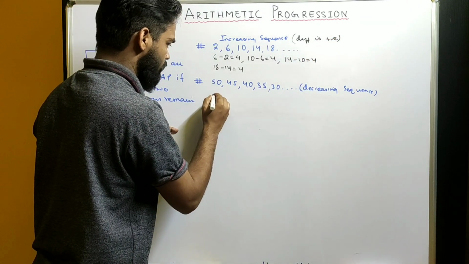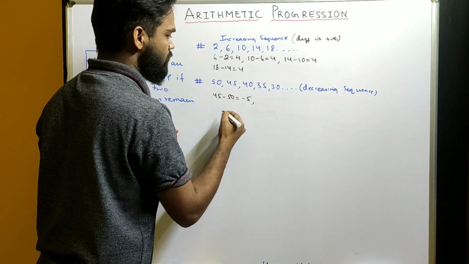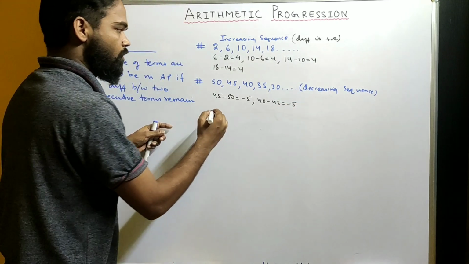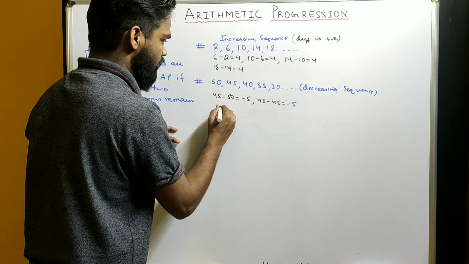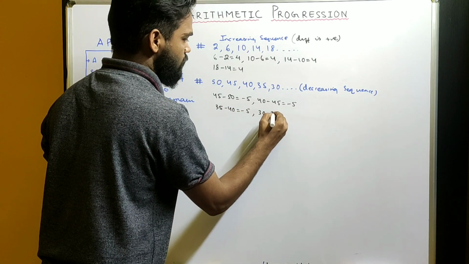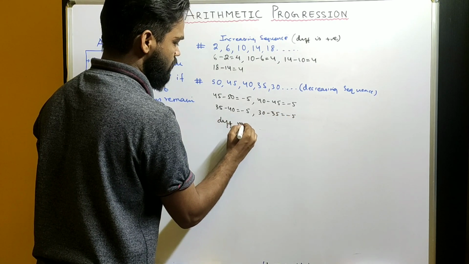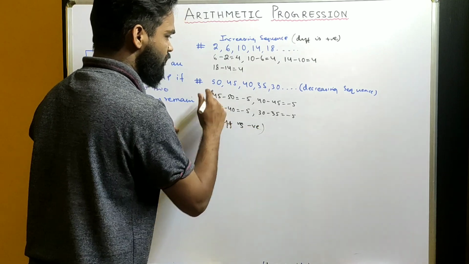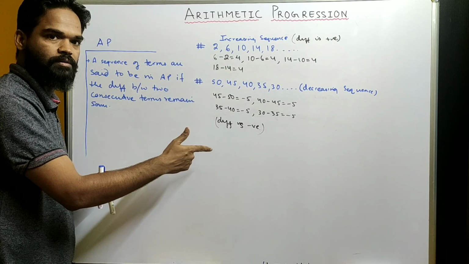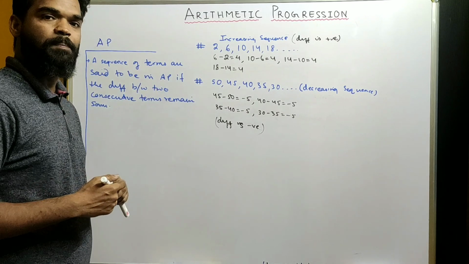But if you look over here, 45 minus 50, that's minus 5. Similarly, 40 minus 45, that's minus 5. 35 minus 40, that's minus 5. And 30 minus 35, that's minus 5. Over here we see the difference is negative, but it is constant. It remains the same. So the difference can be positive, can be negative. But if it remains same, then the terms are said to be in AP.